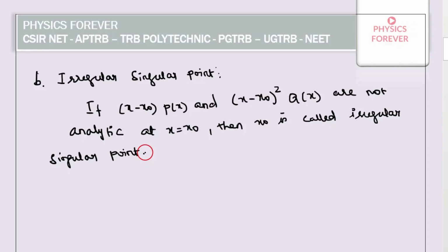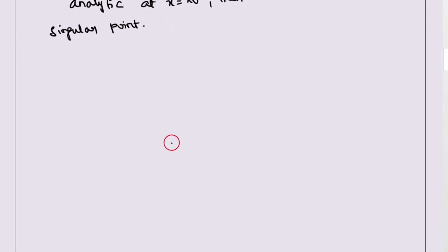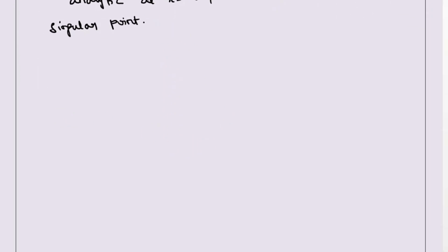So this is the most important. There are ordinary points and singular points. In the singular point there are two cases, regular and irregular singular points. In two cases it should be analytical: one is the ordinary point and another one is the regular singular point. In two cases it should be not analytical: one is the singular point and another one is the irregular singular point. These are all the important points to remember. Now some problems we have to discuss.